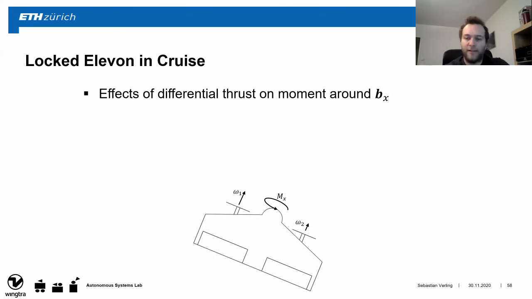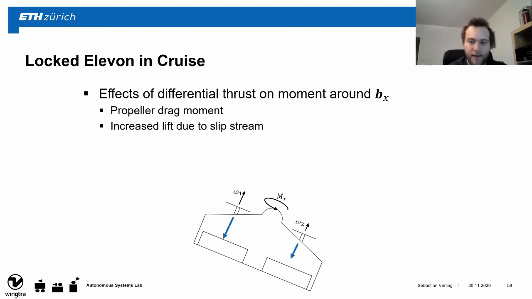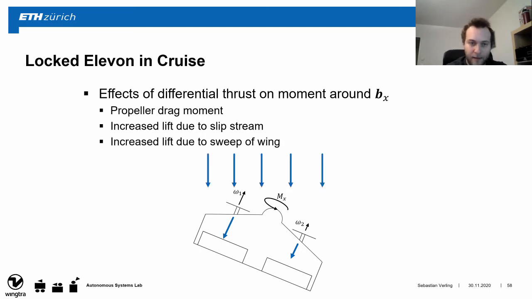The way differential thrust creates a moment around body X comes in three parts. As a first effect, the increased thrust on one side also increases the drag of that propeller, which induces a moment. Secondly, the increased thrust also creates increased slipstream and therefore more lift on that side. Lastly, due to side slip and the sweep of the wing, also this wing area here is more directly affected by the incoming free stream velocity and therefore creates also more lift on that side.